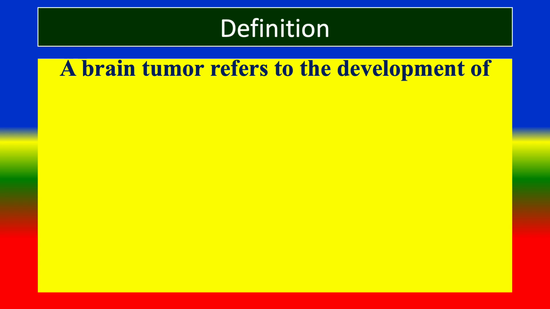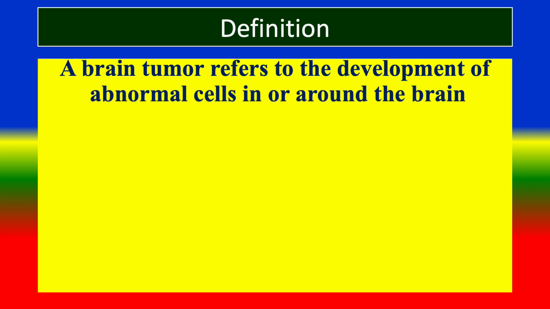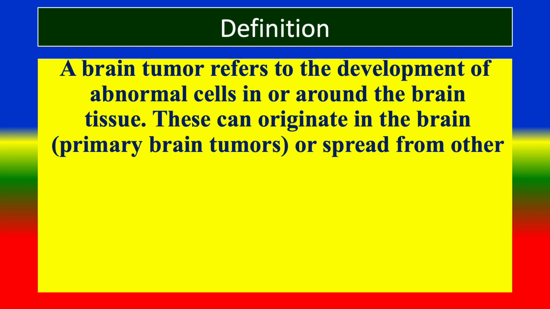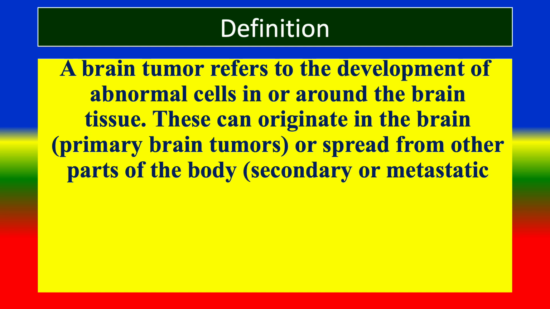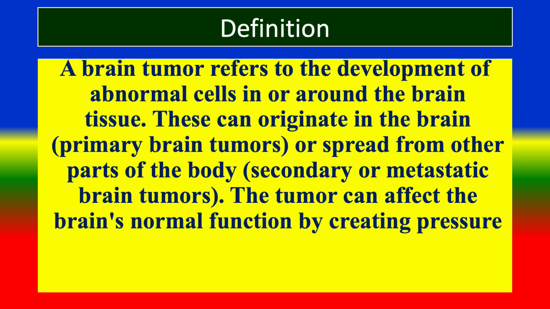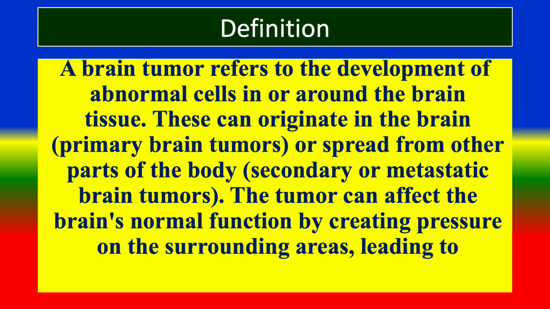Definition: a brain tumor refers to the development of abnormal cells in or around the brain tissue. These can originate in the brain, primary brain tumors, or spread from other parts of the body, secondary brain tumors. The tumor can affect the brain's normal function by creating pressure on the surrounding areas, leading to neurological symptoms.